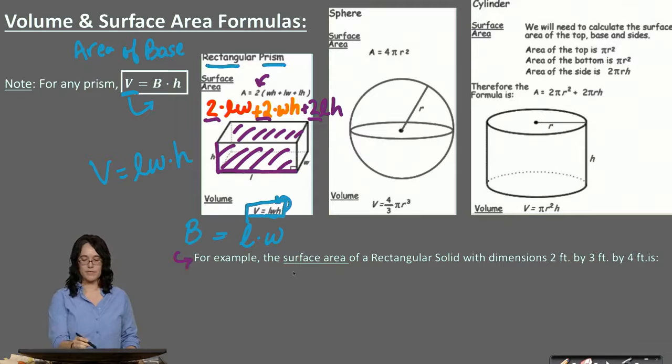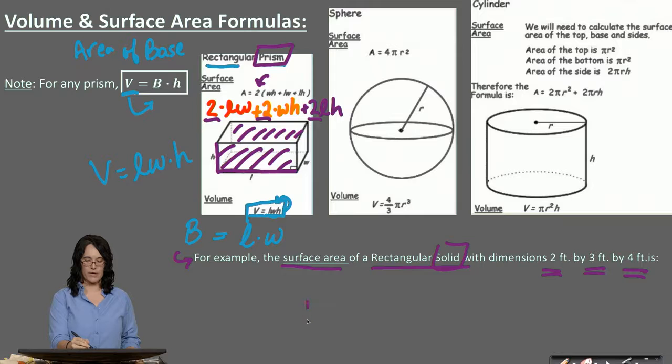It says, find the surface area of a rectangular solid. Now notice here it says rectangular solid, rectangular prism. Those words are typically interchangeable when you're talking about rectangular solids and rectangular prisms, okay? Whose dimensions are 2 feet by 3 feet by 4 feet. So how would we begin?